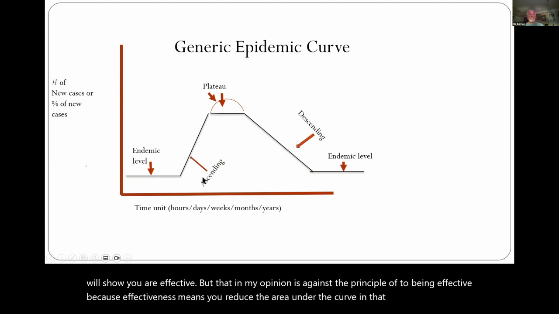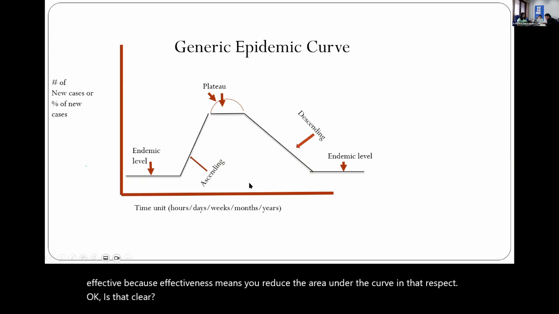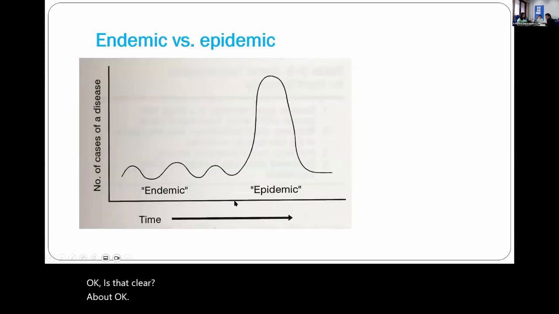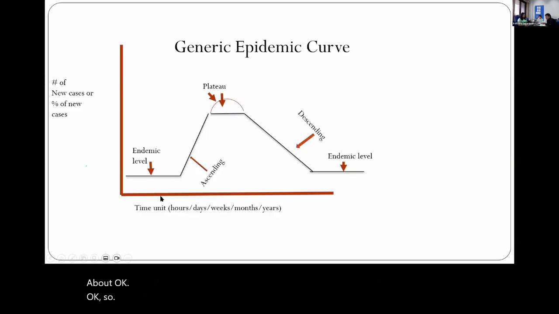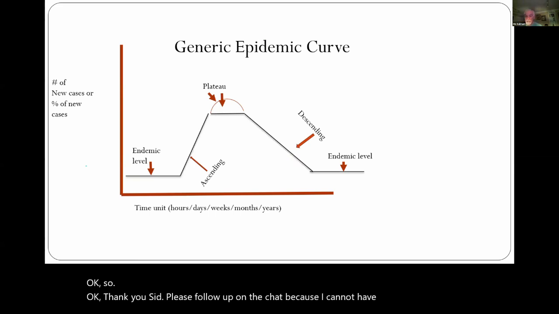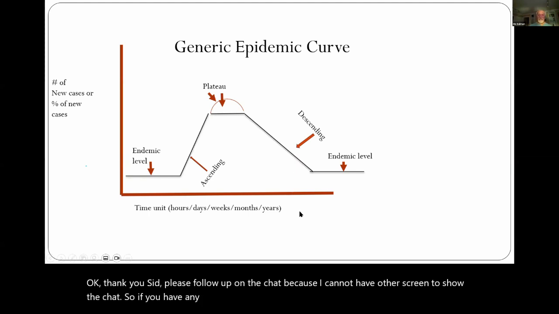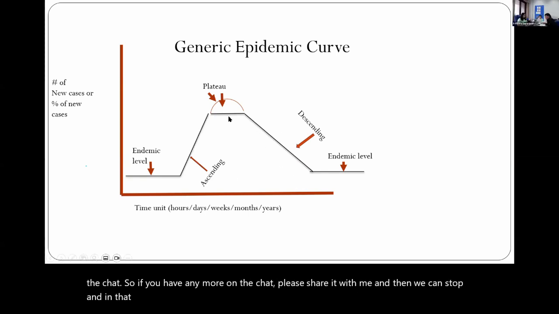Okay, is that clear? Yes. Okay, thank you. There are some responses in the chat about the epidemic curve. It's about the pattern and source of infection. Oh, okay. Thank you, Sid. Please follow up on the chat, because I cannot have another screen to show the chat. So if you have any more in the chat, please share it with me. Good, at least there is a response.